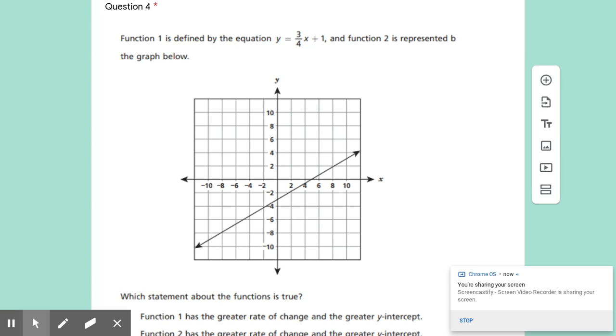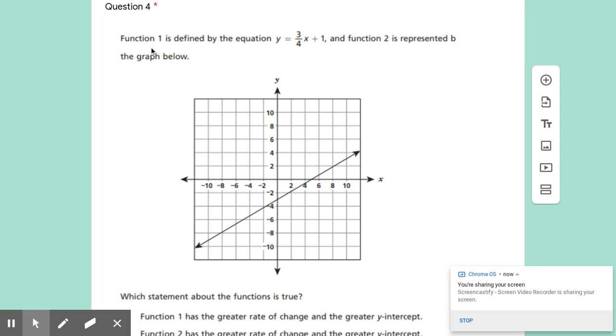Okay, now here's question 4. Function 1 is defined by the equation y is equal to 3/4 x, or 3/4 times x, plus 1. And function 2 is represented by the graph below. It's missing a y here, but it's represented by the graph below. And so you see here in this graph, here's a line. Okay, so that line is on the graph.